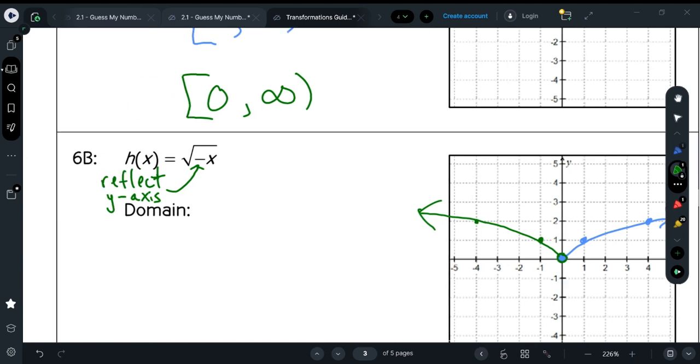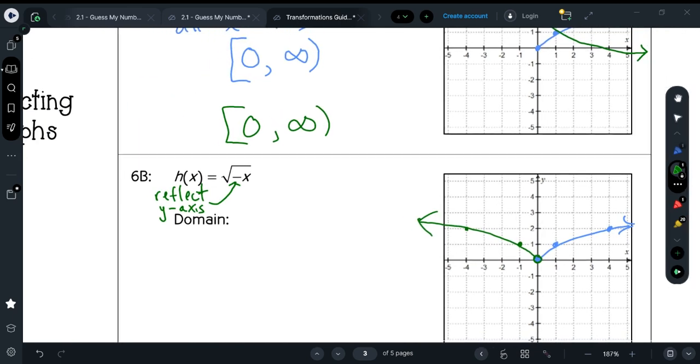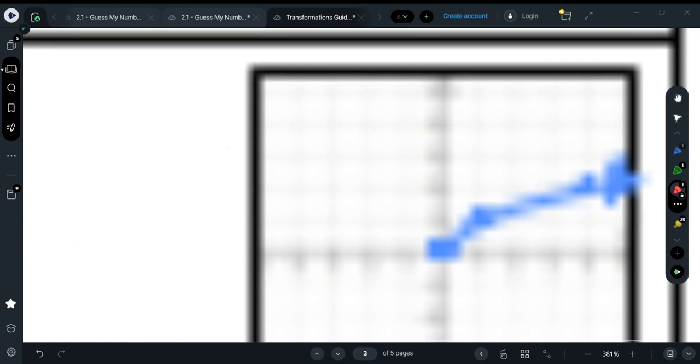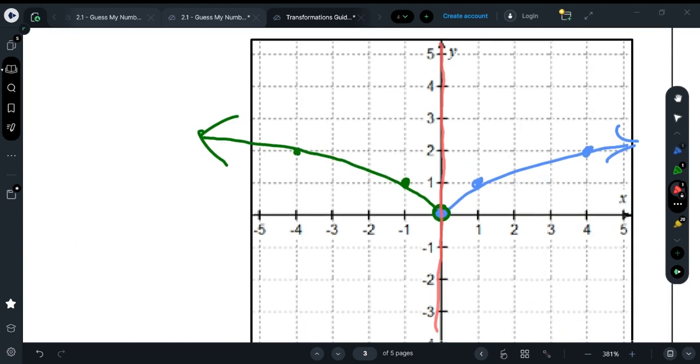And there is our graph. And again, let's compare the domains. So the domain of f of x, just like we saw before, 0 is the furthest that the graph goes to the left, and then it goes out to positive infinity on the right. Okay, right here the y-axis is a brick wall. For the blue graph, it doesn't go left of that red line.